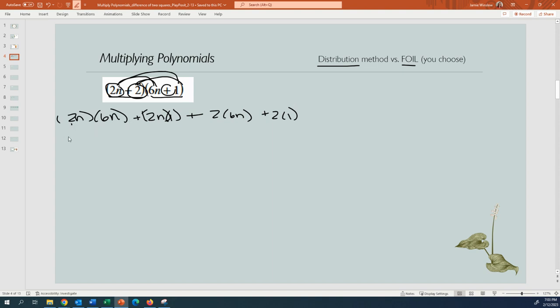So 2 times 6 is 12, and n times n is n squared. We know that when we multiply variables, we add the exponents. So 1 plus 1 is 2. And then 2n times 1 is 2n. 2 times 6n is 12n. And 2 times 1 is 2. Then you'll just look to see if you can combine any like terms. These are like terms, right? They just have an n. So we'll have 14n plus 2.